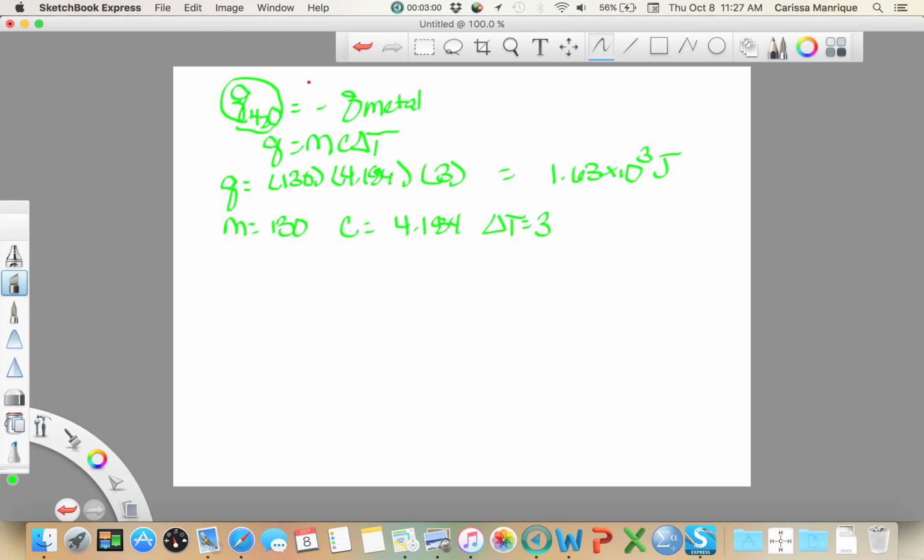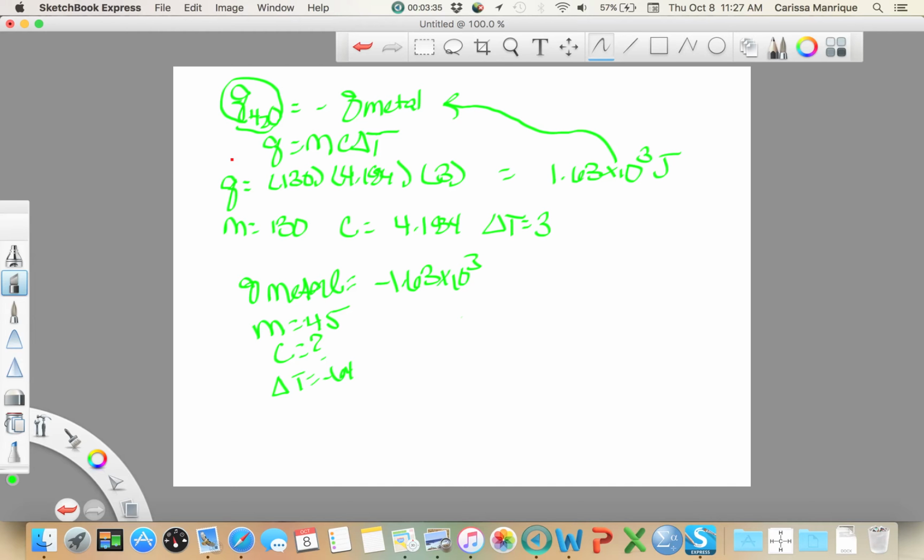Okay, so then we come back to this equation here. We know Q of the water, and Q of the water will equal negative Q of the metal. So then we know Q of the metal is negative 1.63 times 10 to the 3rd. M of the metal, you calculate it as 45. We don't know C, I'll put a question mark. And delta T is negative 64, final minus initial there.